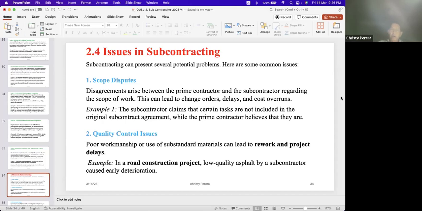Quality control issues, you know, right? Poor workmanship or use of substandard materials can lead to rework and project delays. When you put substandard material, you'll have to change it. Project delays. Example, in a road construction project, low quality asphalt, I mean tarmac, by a subcontractor caused early deterioration. So you'll have to do maintenance every day, right?